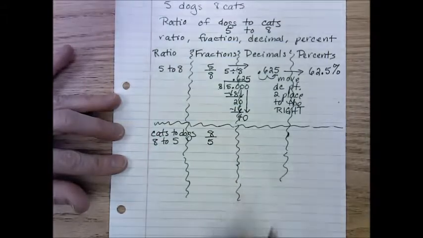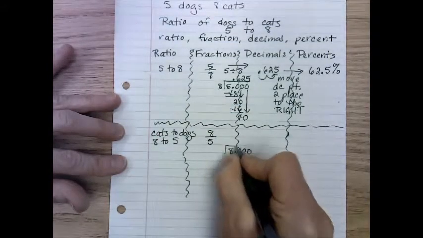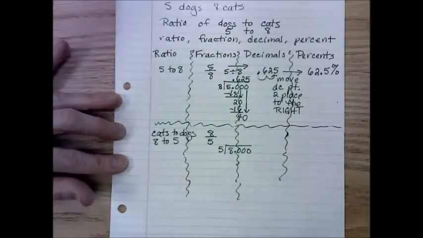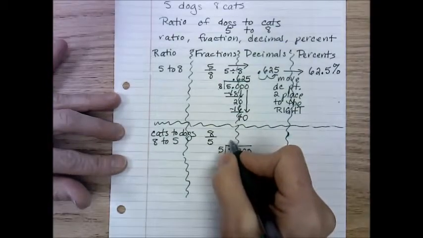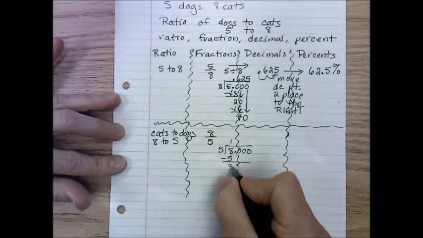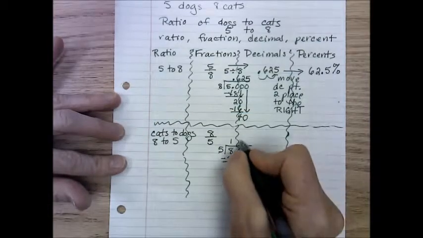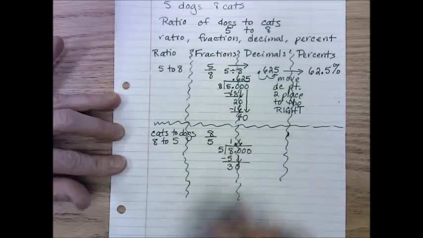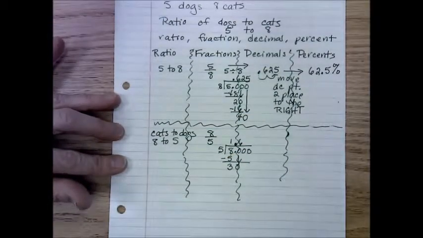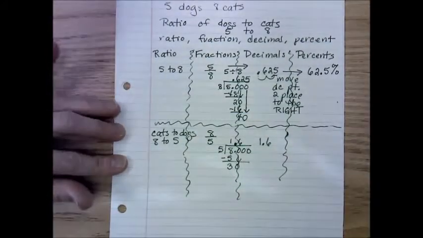To change our fraction to the decimal, that would be 8 point, I'm going to give myself 3 zeros and then divide. So 5 would go into 8 one time. Subtract, that gives you a remainder of 3. Bring your 0 down, and 5 goes into 30 6 times. Want to make sure we've got our decimal point in there. So as a decimal, this is 1.6.